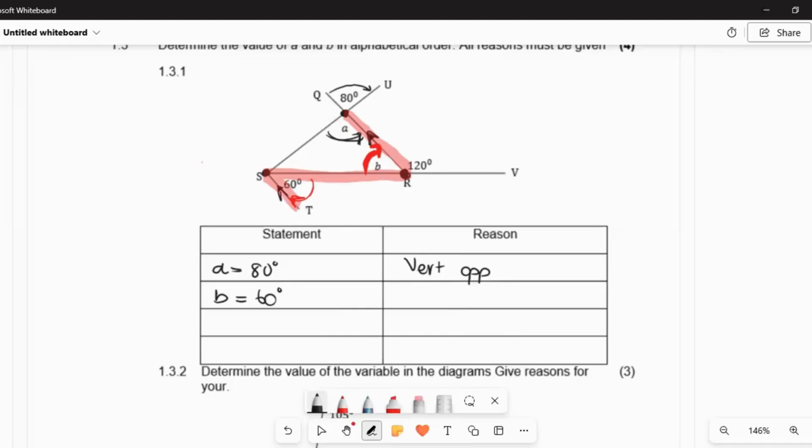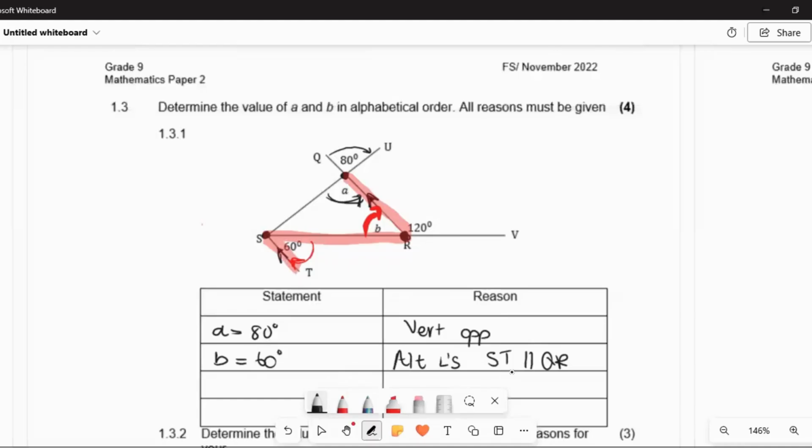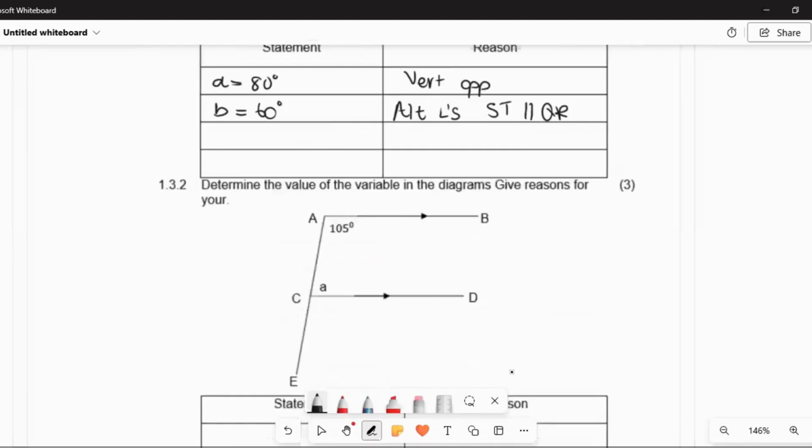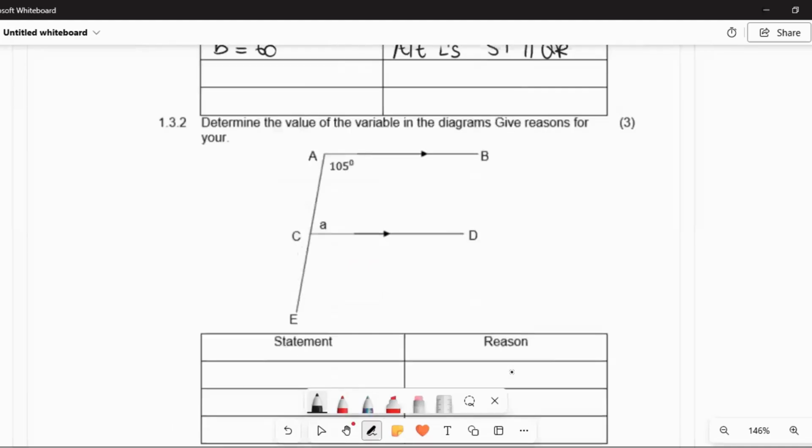And then our reason is what? They are alternating angles. Why are they alternating? Because side ST is parallel to side QR, right? Another one. And then from here, these are just the basics, guys. These are just the basics.